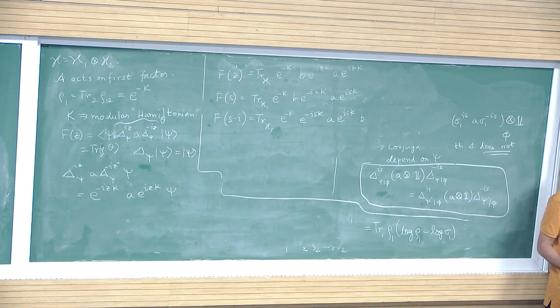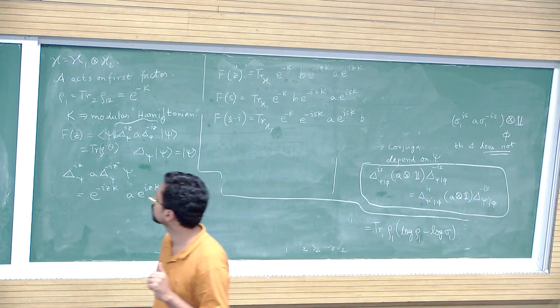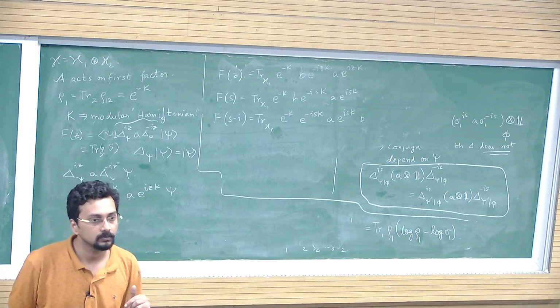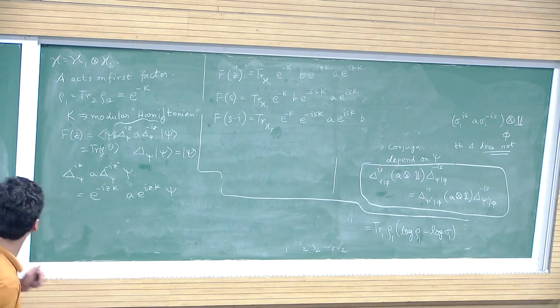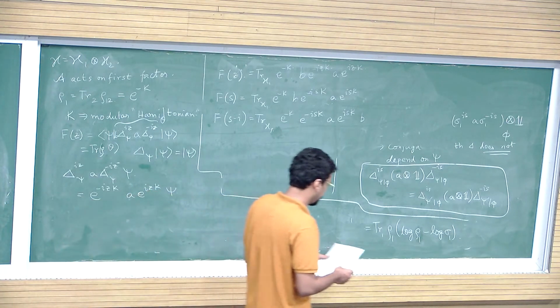This f of s minus i and f of s, right? If B was some product of two things, would it remain B when it comes to the other side, or would the product come? No, the entire product will come. Yes, yes. No, no, it's not like the cyclicity of the trace. It is not that.